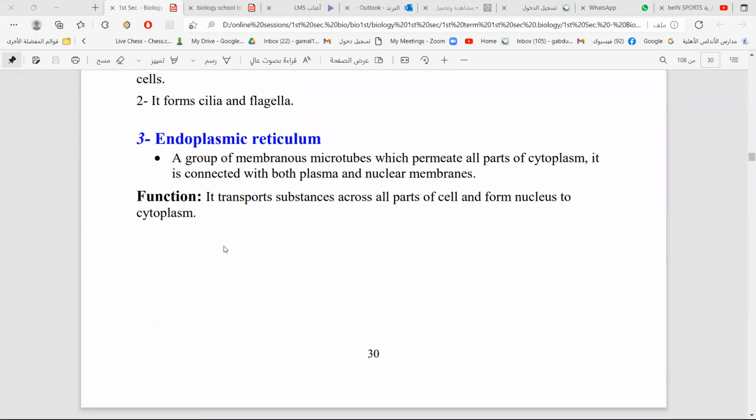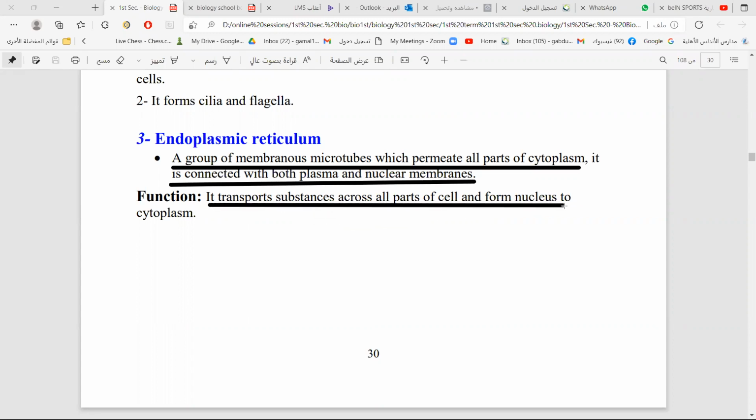Let's go to the endoplasmic reticulum. The endoplasmic reticulum, as we said before, is a group of membranous tubes found inside the cytoplasm. It's connected between the plasma membrane and the nuclear membrane. Its function is the transport of substances. They are like canals or tubes in which substances can transfer from one place to another in the cell or from one cell to another.